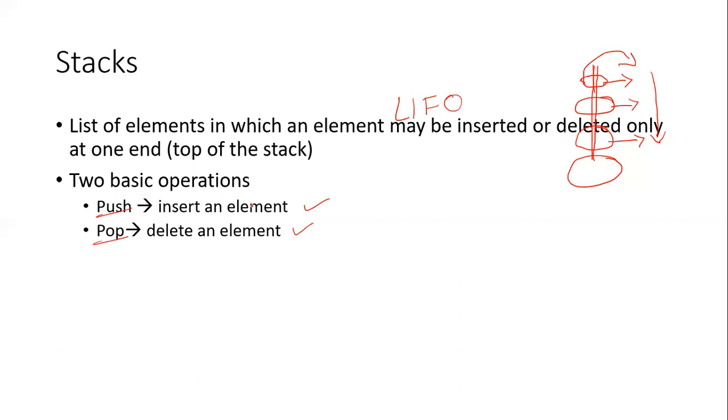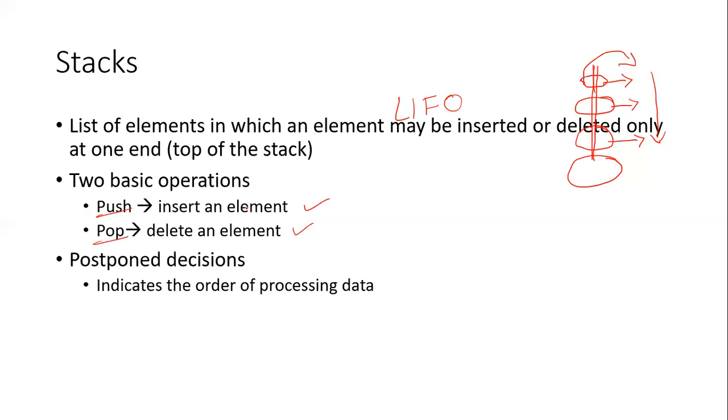Now, stacks are generally used in applications where we postpone our decisions for some purpose. That also basically indicates the order of processing data. As I told you, you cannot access the last data immediately unless we remove all the data from the top. That's called a postponing decision application. In such applications, we can use the stack data structure.